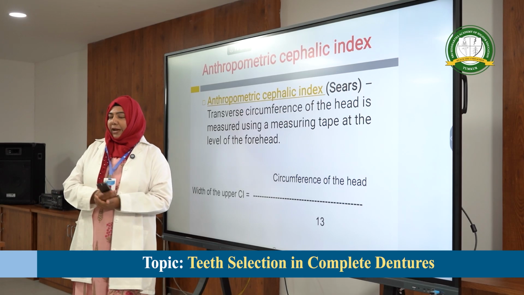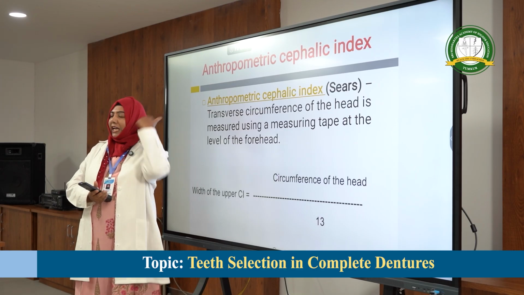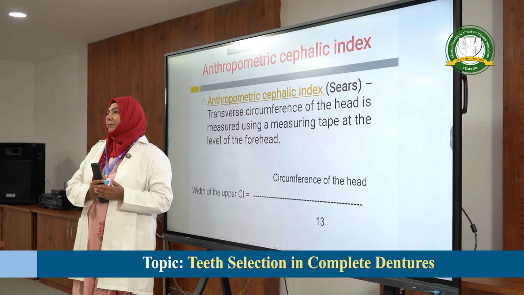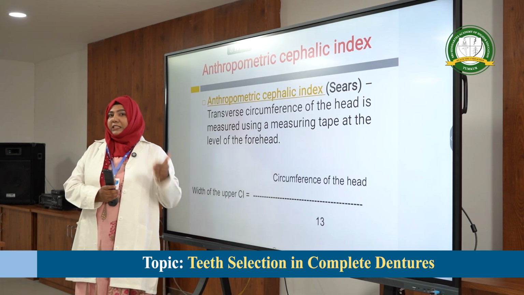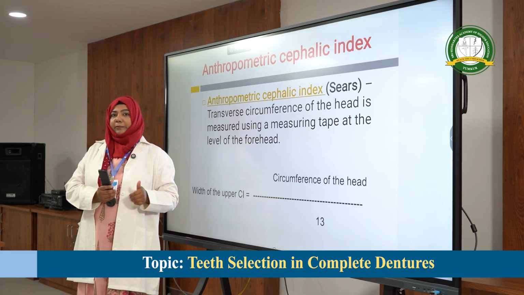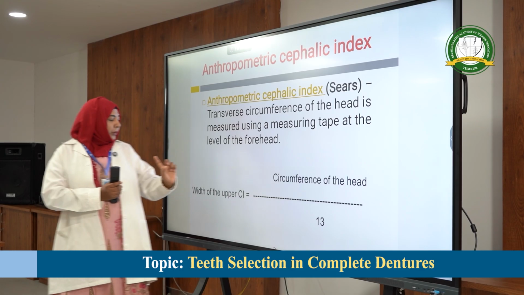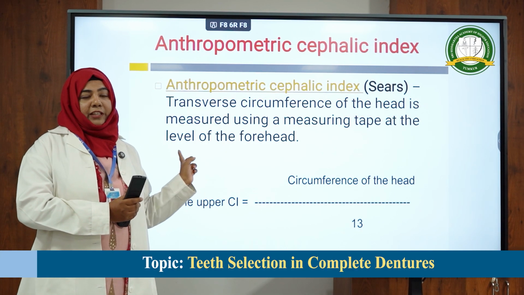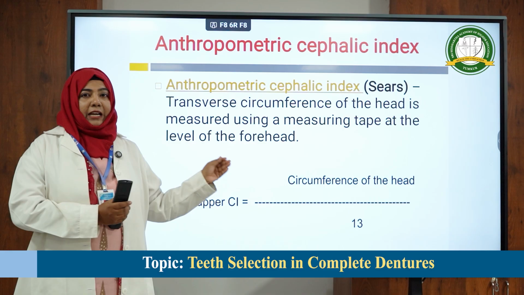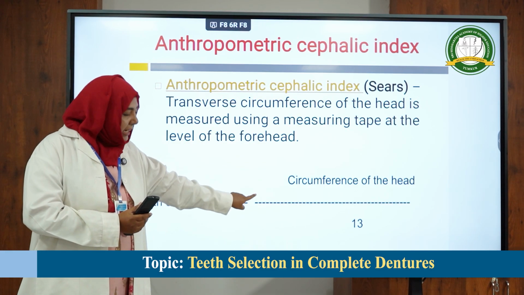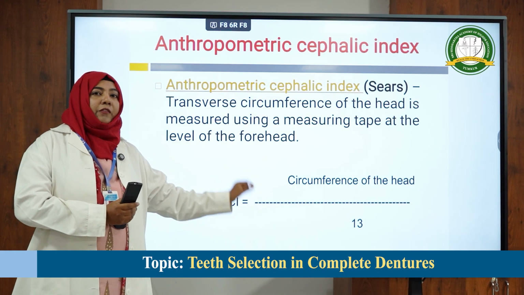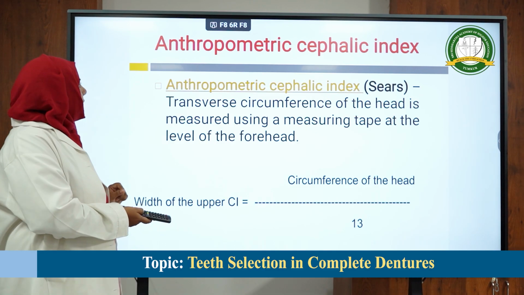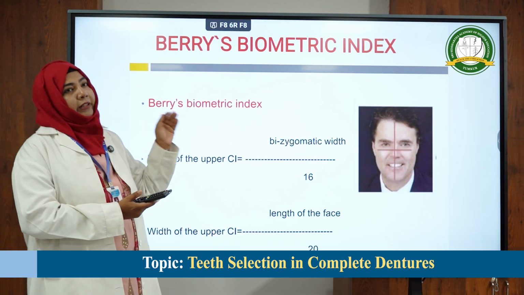What he has done, he has measured the transverse circumference of the head at the forehead level using a measuring tape. Then he has used this measurement and divided it by 13 to get the width of the upper central incisor. So what is the formula here to get the width of the upper central incisor? That is the measurement of the circumference of the head divided by 13 will give you the width of the maxillary central incisor.